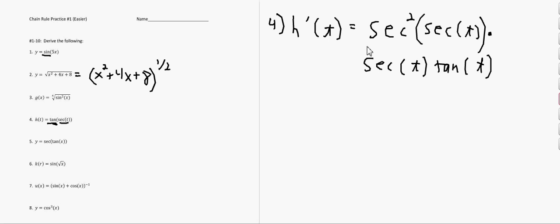And you cannot combine the secant t tangent t. Secant squared times secant t. You cannot combine those. It's not secant squared times secant. Alright? It's secant squared of secant. Very, very different things. Okay, so there's nothing you can do with those.